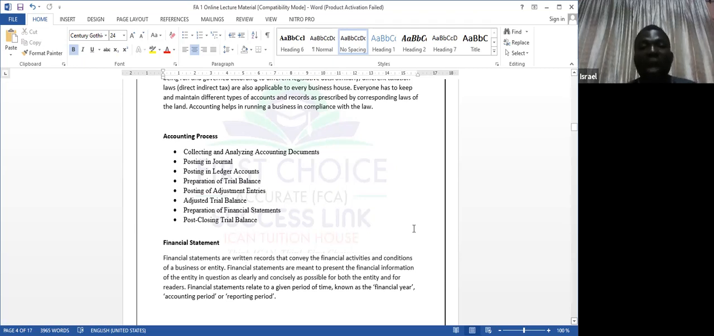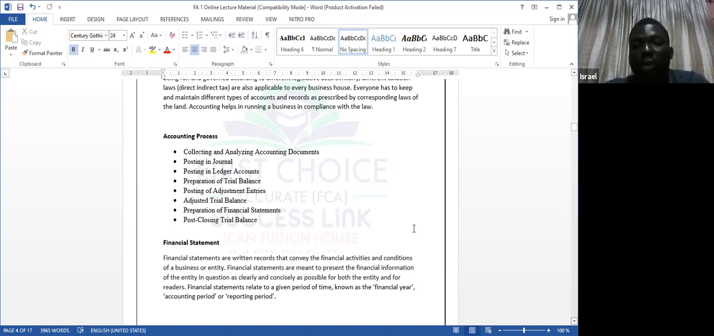So after you have the adjusted trial balance, we now move to preparation of financial statements from the trial balance. It means that we normally prepare our financial statements from our trial balance. When there's no trial balance, we cannot prepare our financial statements. Then after that, we have the post-closing trial balance.